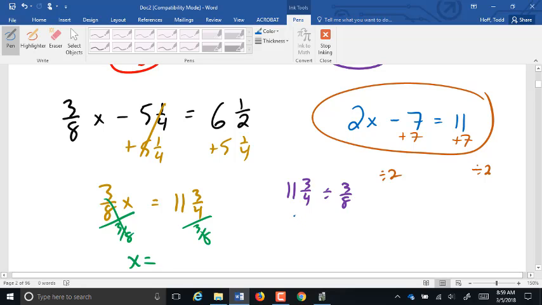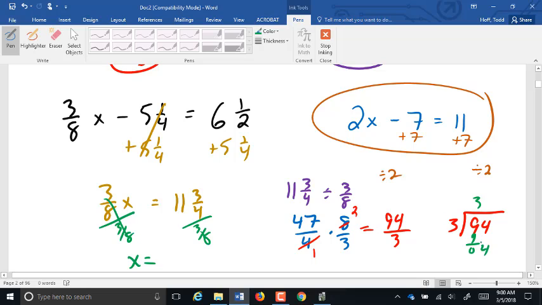11 times 4 is 44, plus 3 is 47/4, times 8 over 3. 4 and 8 cross cancel to give me 2 and 1. 47 times 2 is 94. 1 times 3 is 3. 94 divided by 3. 3 goes into 9 3 times. Nothing left over. Bring down the 4. 3 goes into 4 once. That's 3. There's 1 left over, so that's 31 1/3.